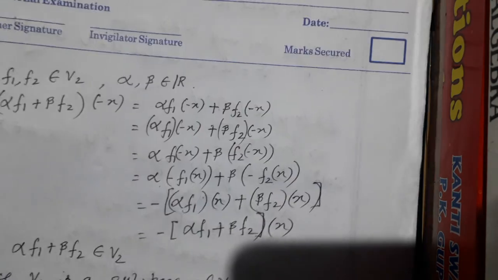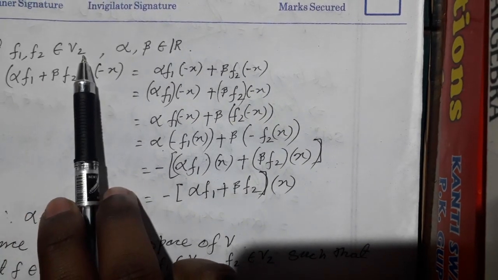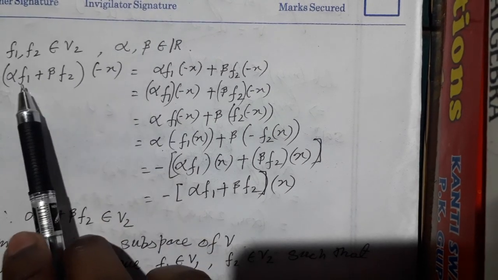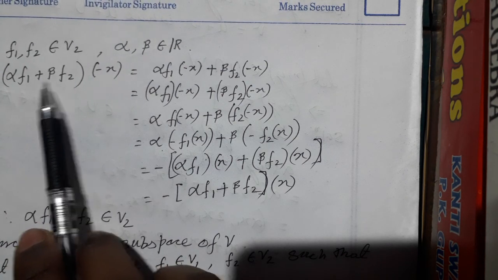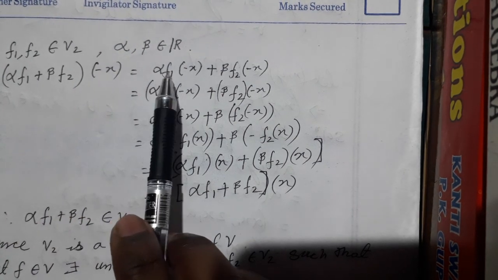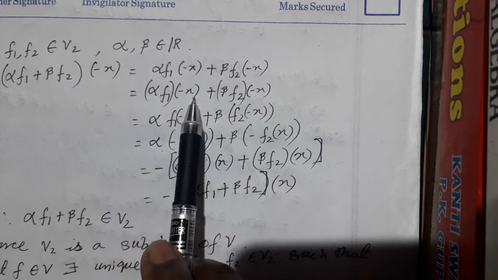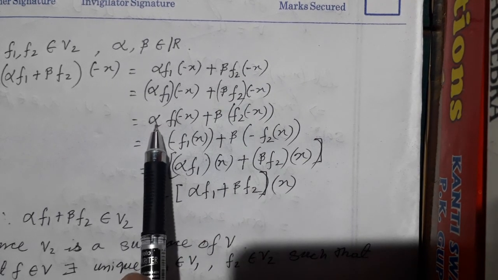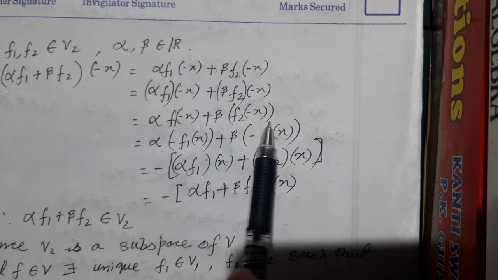Now we'll try to show V2 is a subspace. I take two elements here, two functions, and these are odd functions. I take two scalars from the field. Now I have to show that this linear combination is an odd function. So I take minus x. We have alpha f1 applied on minus x plus beta f2 applied on minus x.